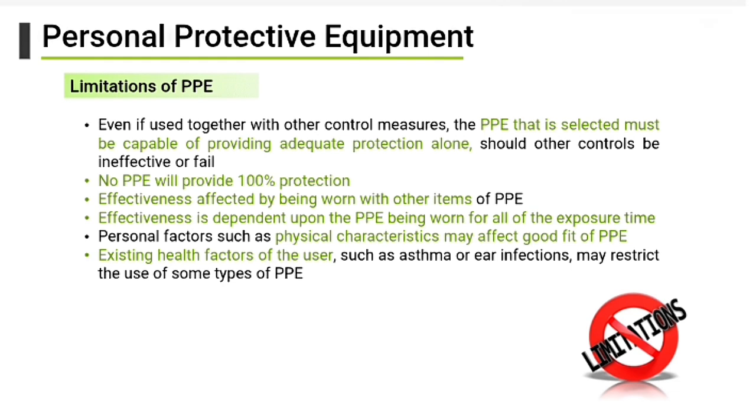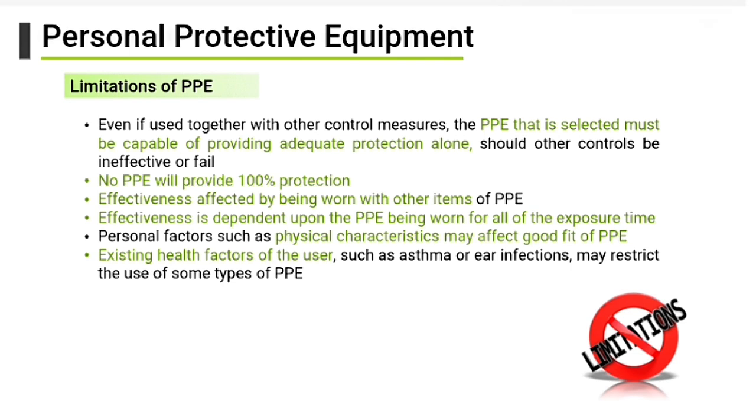Interaction with other PPE. The effectiveness of PPE can be influenced when multiple items of protective equipment are worn simultaneously. Compatibility and proper integration are essential. Consistent use. PPE is effective when worn for the entire duration of exposure. Its protection may be compromised if not consistently used. Fit and comfort. Personal factors, including physical characteristics and comfort, can impact the fit and usability of PPE. Proper fitting is crucial for its effectiveness.